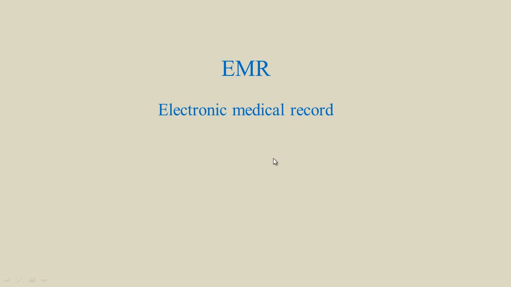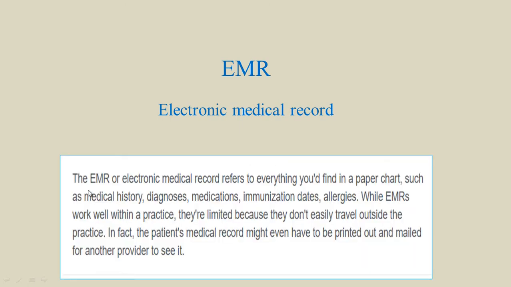EMR. Electronic medical record. The EMR, or electronic medical record, refers to everything you find in a paper chart, such as medical history, diagnosis, medication, immunization dates, and allergies. While EMRs work well within a practice, they are limited because they don't easily travel outside the practice. In fact, the patient's medical record might even have to be printed out and mailed for another provider to see it.